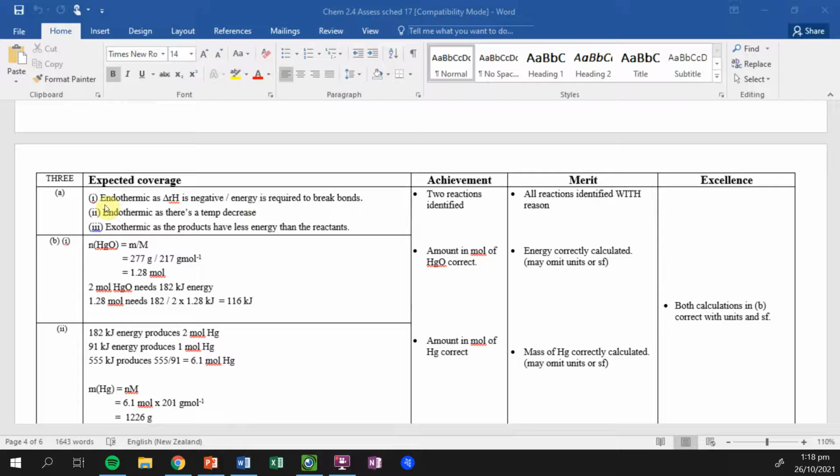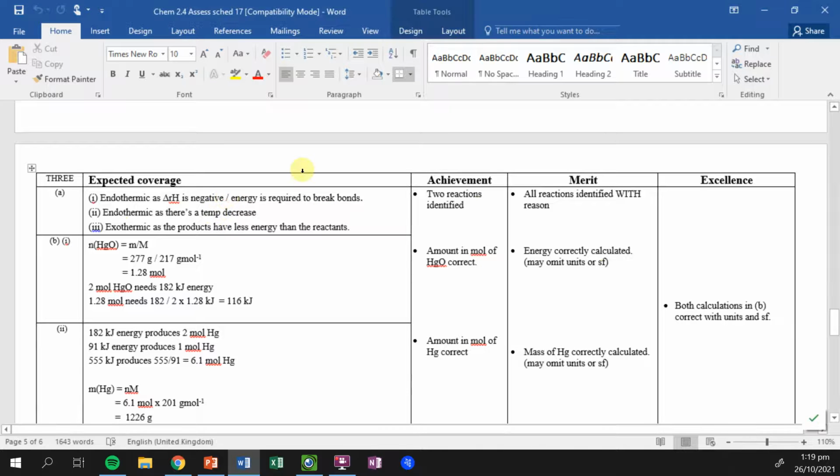First one is endothermic, second one's endothermic, third one is exothermic. Being able to identify 2 out of the 3 was your first achieved point, but if you wanted to get merit, you needed to give me your reason why. So for that first one, it's because your delta H is negative. No, your delta H is positive. Sorry, there's a little typo on there. Let me fix that. So you should have seen a positive number there, and that's why you knew automatically looking at it.